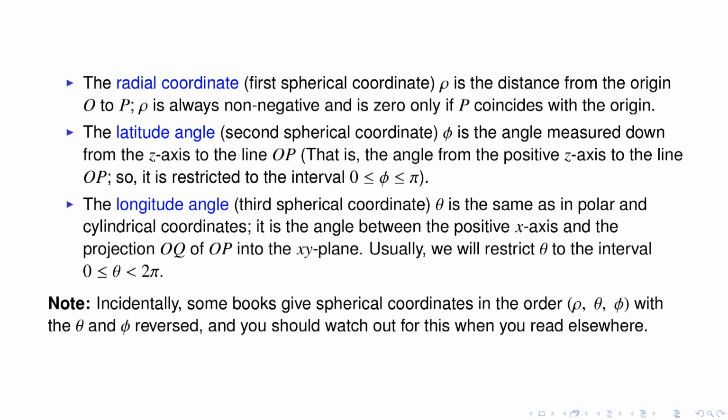In some books, the spherical coordinates are written in a different order. Instead of rho, phi, theta, they will write it as rho, theta, phi, that is theta and phi are written in the reverse order. So, you should watch out for this when you read elsewhere. In R3, we have given three coordinate systems. One is the Cartesian coordinate system, second one is the cylindrical coordinate system, third one is the spherical coordinate system.